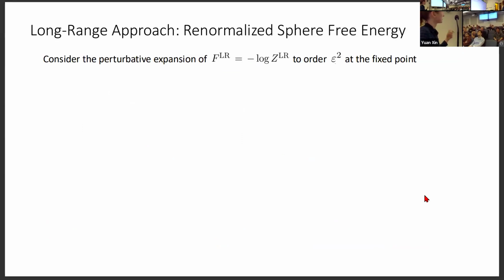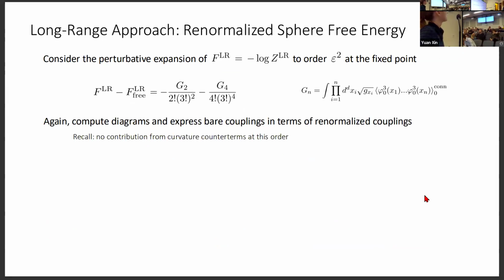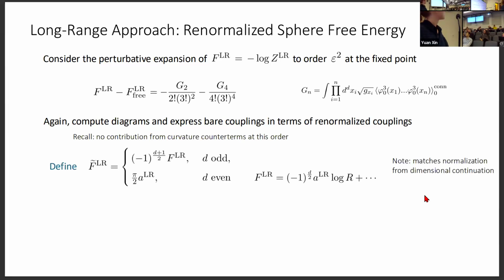Okay, so actually computing this is the same. We do the same recipe. We can define this long range free energy as the log of the long range partition function to order epsilon squared, and we compute these connected correlators. Again, we compute the diagrams and express the bare couplings in terms of renormalized couplings. Again, there's no contribution from curvature counterterms at this order.